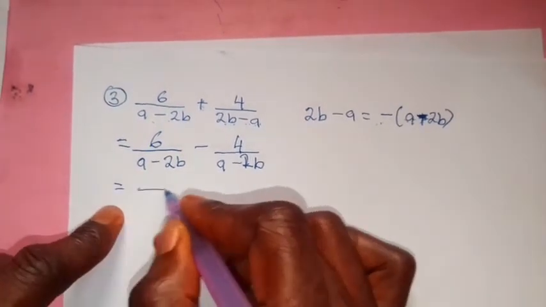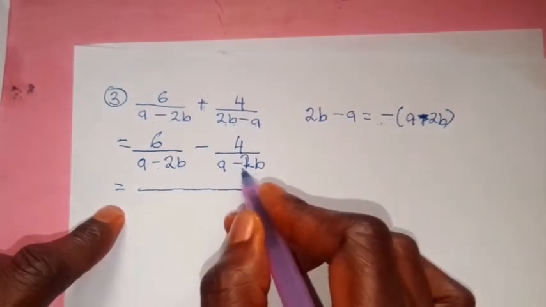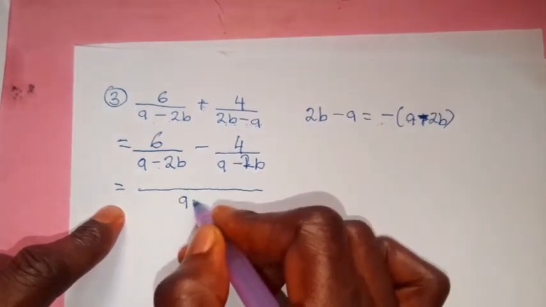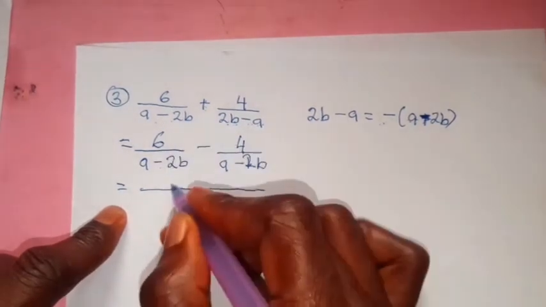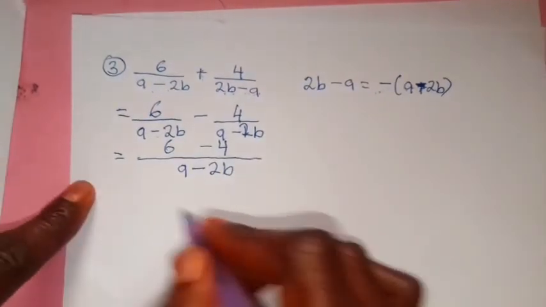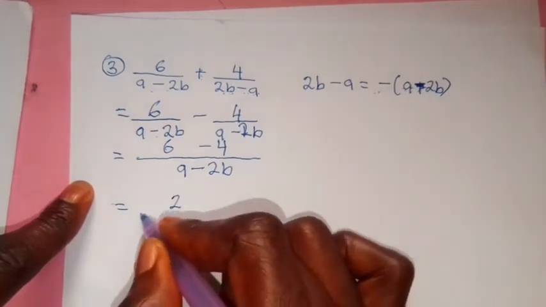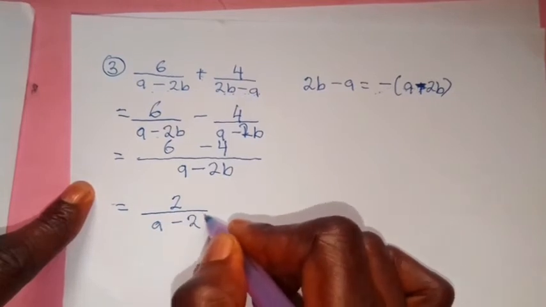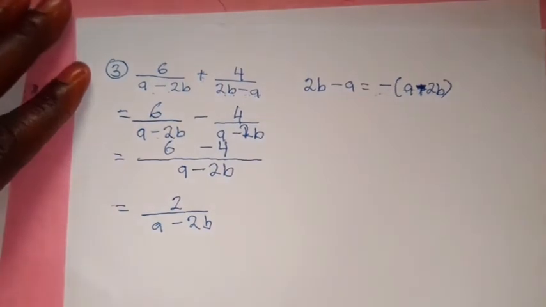Now, we are going to rule a line. Since we are having two denominators, we have to get the common denominator. And you will also see that the denominators are the same. So we take them as 1, a minus 2b. Then we go on ahead to subtract the numerator, 6 minus 4. And in doing this, finally, we are going to arrive at 2 upon a minus 2b. So that is going to be the answer to this question.